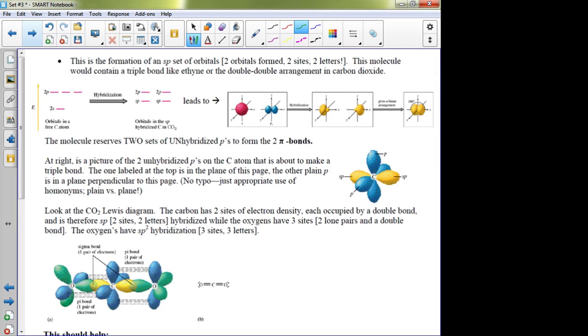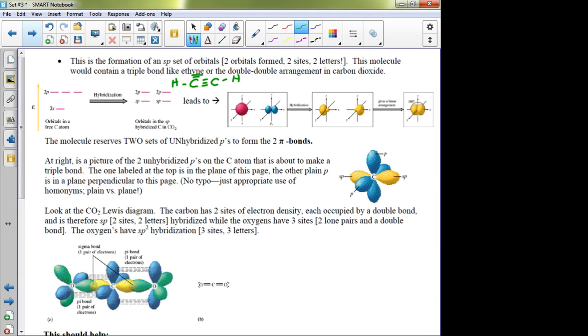So the only other type would be if I had a triple bond. In this case, if I had something like C2H2, which is ethyne. Anytime I see the "yne," it lets me know that my carbons are triple bonded. When I see the "ene," I know they're double bonded. When I see the "ane," I know they're single bonded.